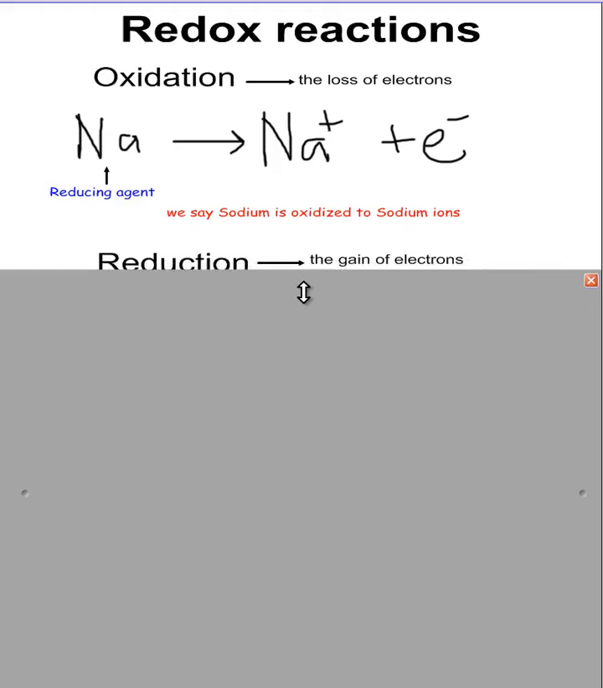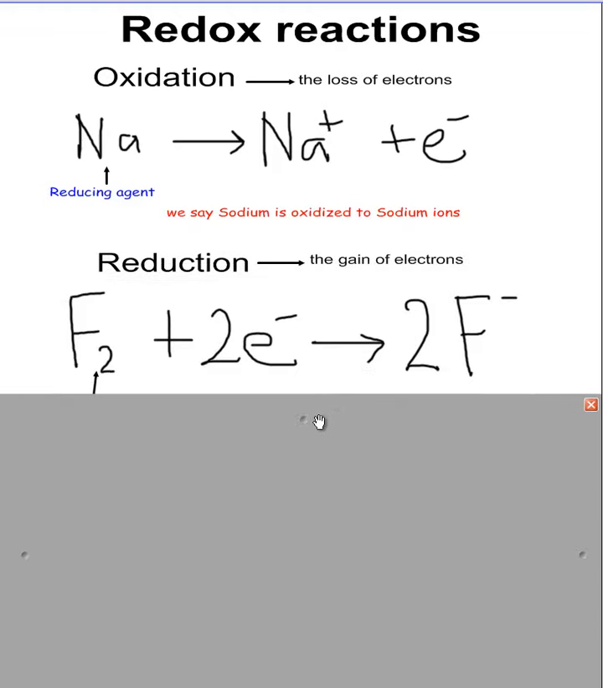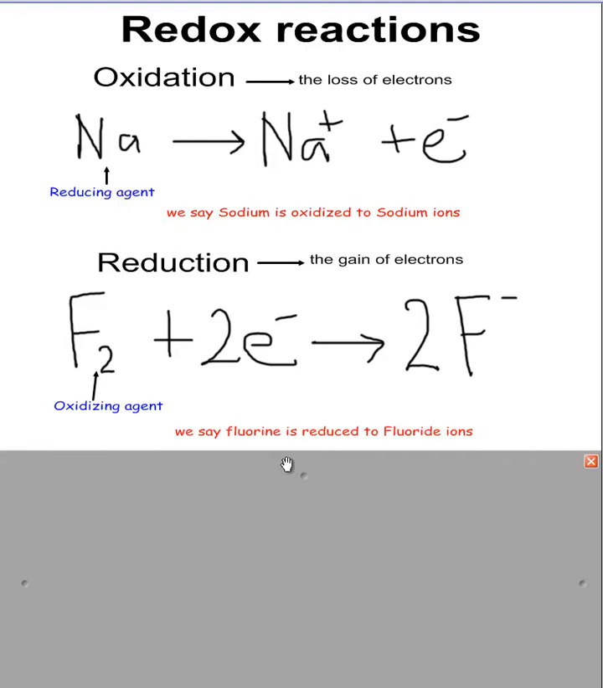Now, reduction, on the other hand, is a gaining of electrons, and here it is. You can see 2 electrons being gained by fluorine to become the fluoride ion. And we say that fluorine is reduced to the fluoride ions, and it is an oxidizing agent.